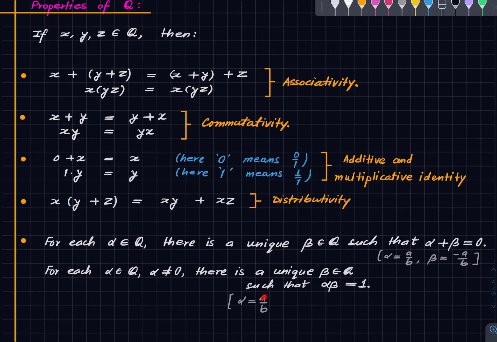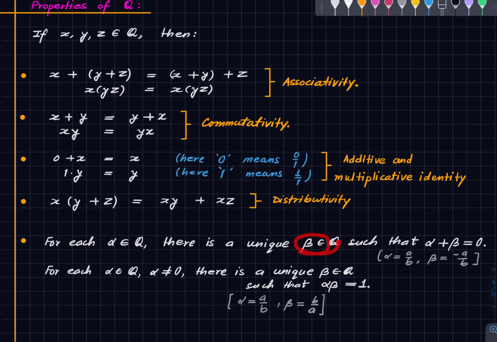Right? Because if a were 0, then this would be equal to 0 by 1, and that would be the same thing. So a is non-zero, and hence b by a makes sense. So just declare beta as b by a, and it is meaningful because a is non-zero, and that does the job. If you multiply alpha with beta, you get 1. So existence is clear and uniqueness is again an exercise.